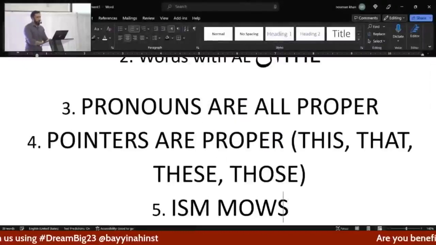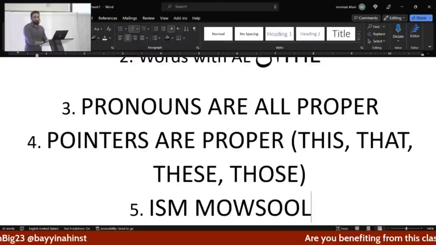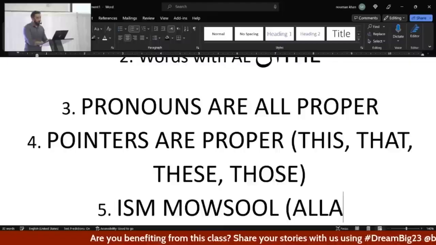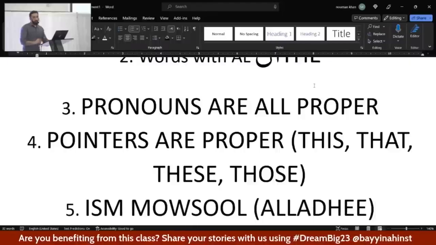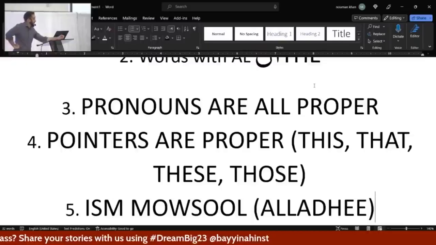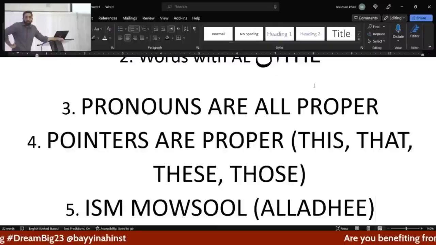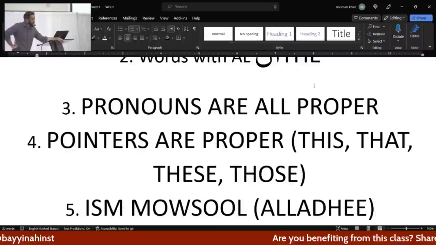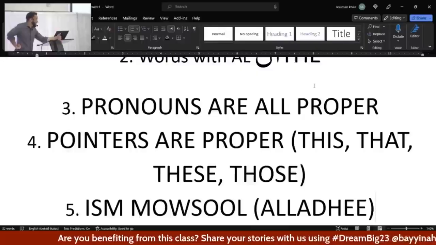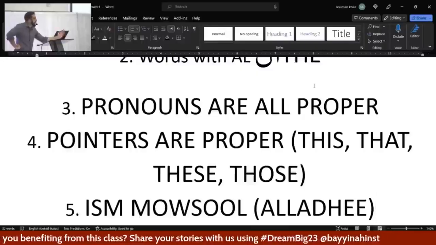Something called ism mawsul. This is the alladhi family. Have you seen the words like sirat alladhina an'amta alayhim? Alladhina yu'minuna bil ghayb. Allati tattali'u ala al-af'idah. Right? Alladhi, alladhina, allati, allati. There are variations of them. We will learn them eventually.